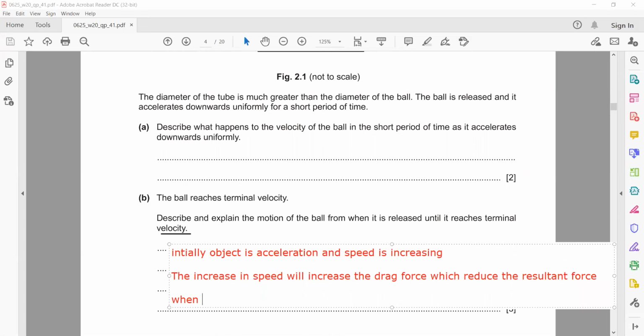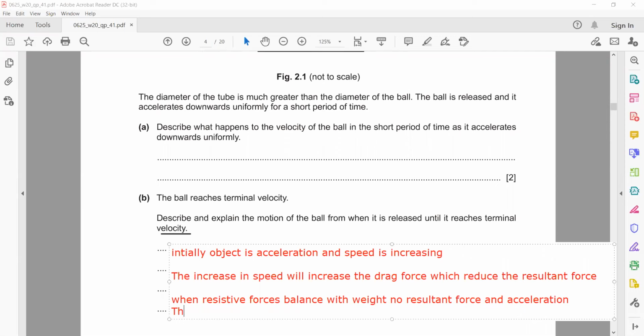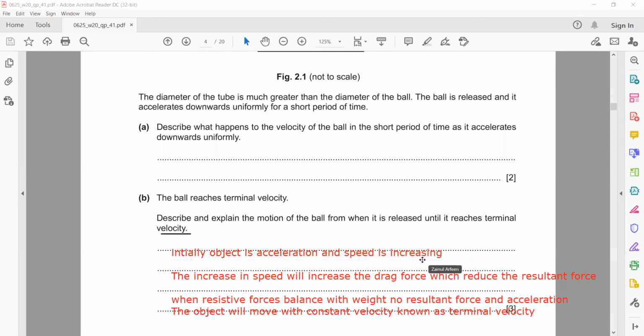And when a resistive force or drag force balances with the weight, no resultant force acts on the object, and acceleration, the object will move with constant velocity known as terminal velocity. Is it clear, this question?